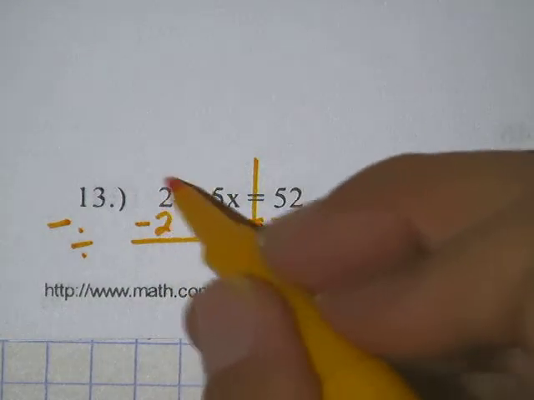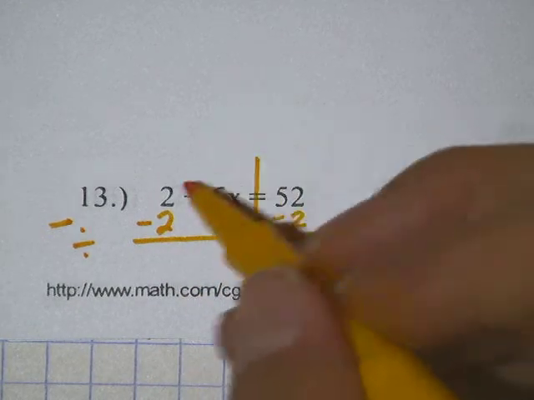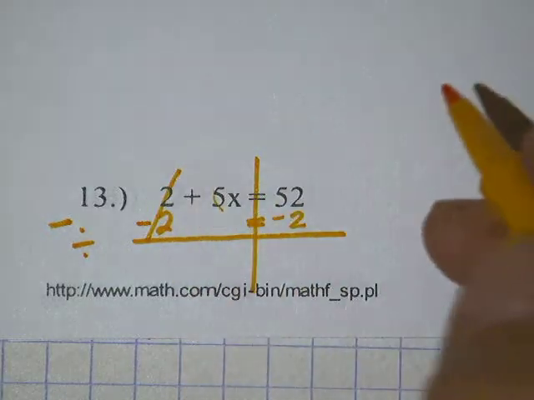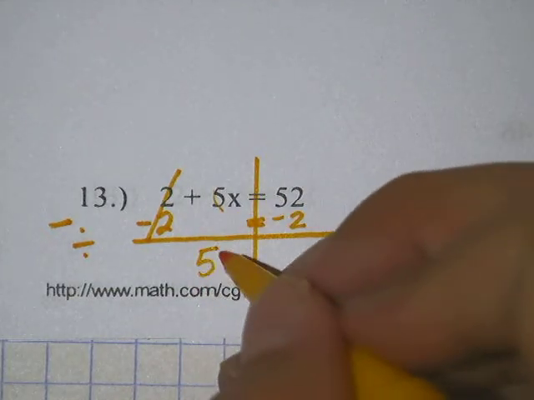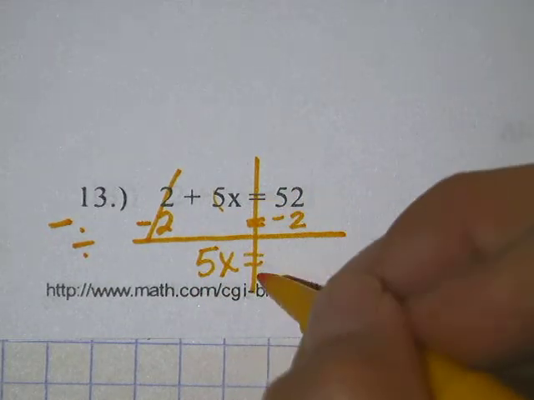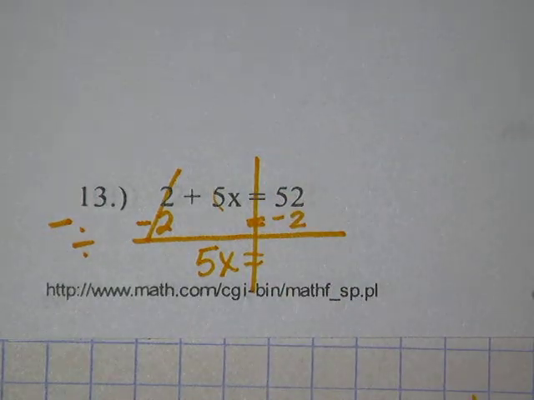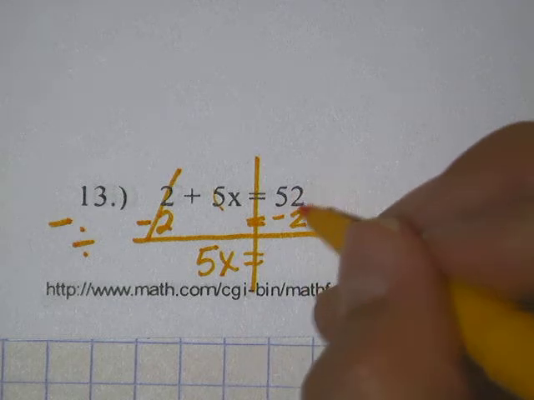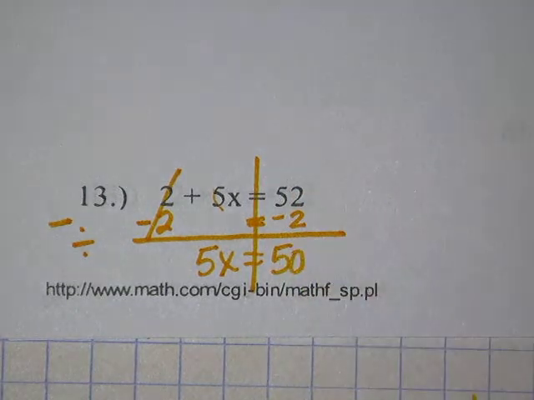Now remember, the whole purpose of this subtraction of 2 is to get rid of it. That cancels out. 5x can come down because I haven't done anything with it. My equal sign, nice and lined up. And then 52 minus 2 is 50.